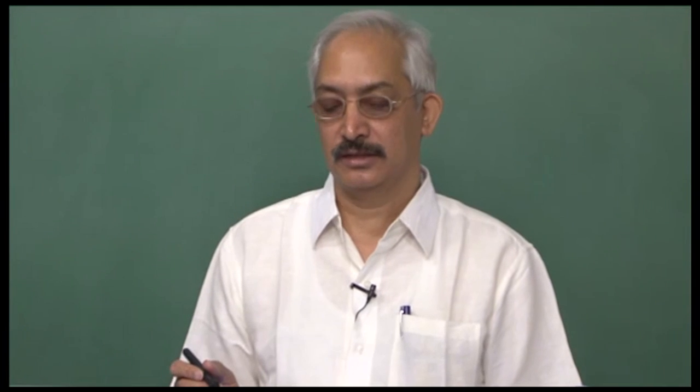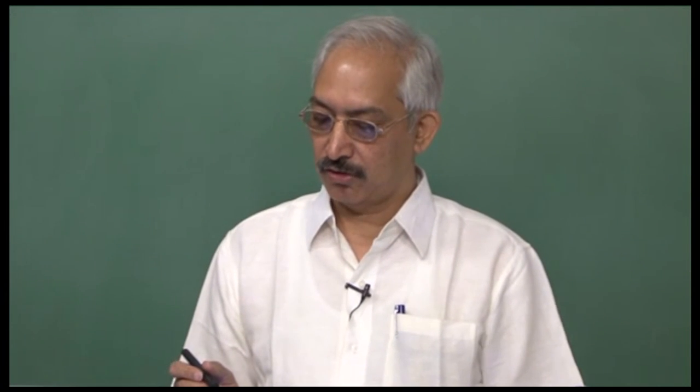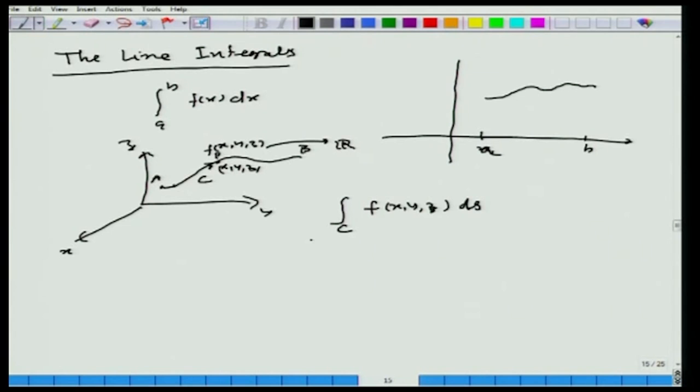So, that is the arc length parameter, or in general we may parameterize this curve like this. The curve C is parameterized as x of t, y as y of t, and z as z of t. Here t ranges from A to B.